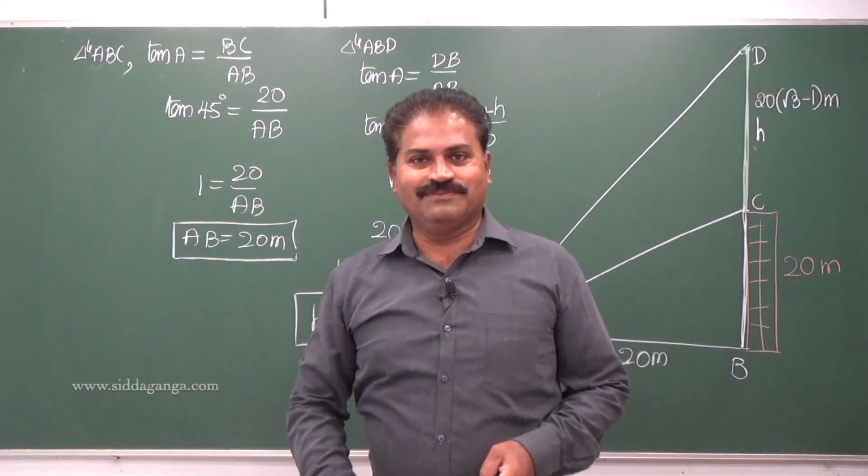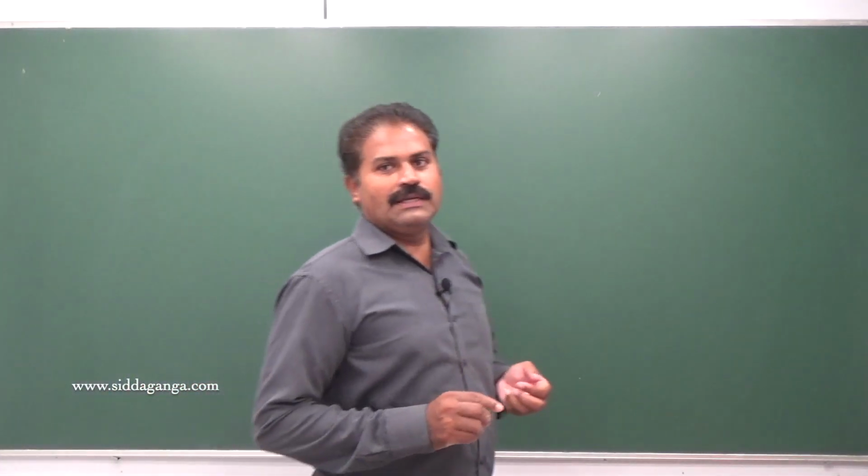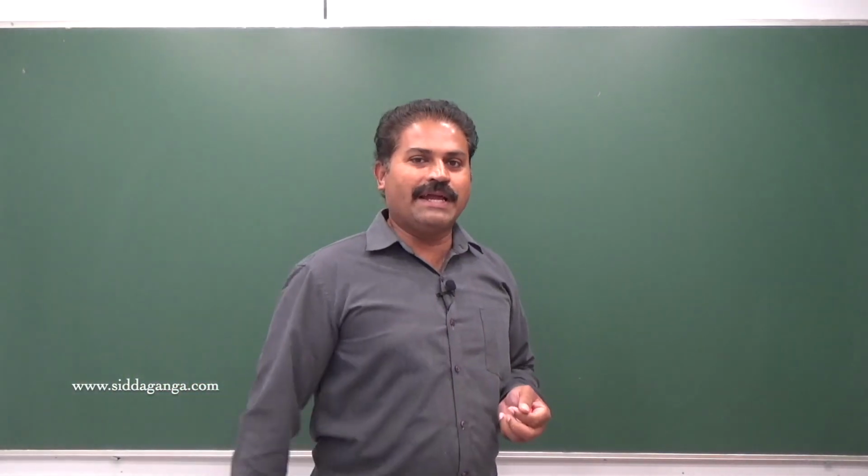Right? A statue 1.6 meter tall stands on the top of a pedestal. From a point on the ground, the angle of elevation of the top of the statue is 60 degree, and from the same point, the angle of elevation of the top of the pedestal is 45 degree. Find the height of the pedestal. So, understood the problem? Now we need to calculate the height of the pedestal.